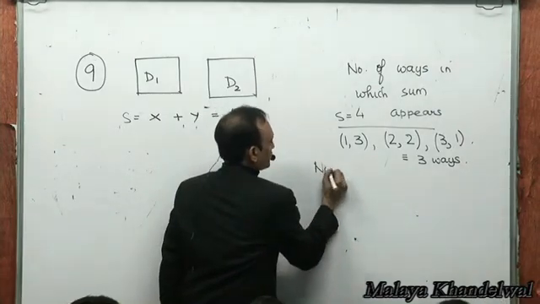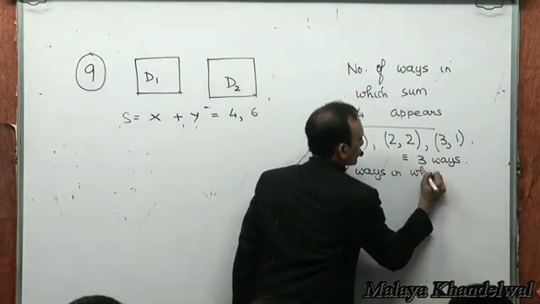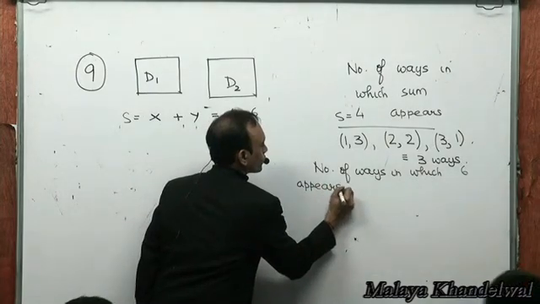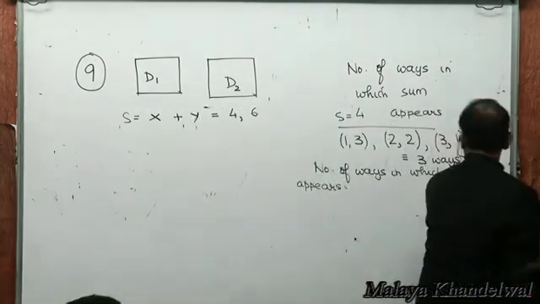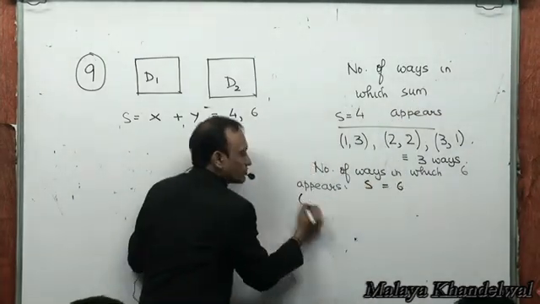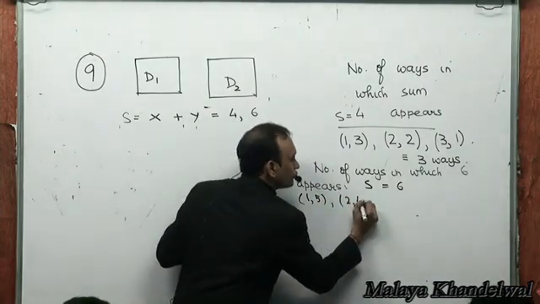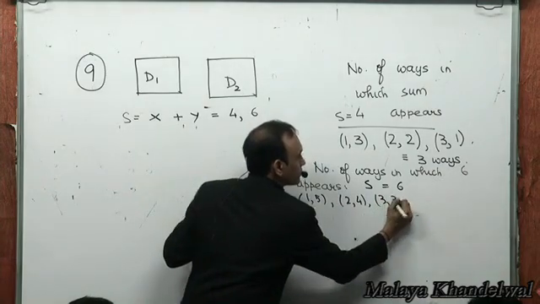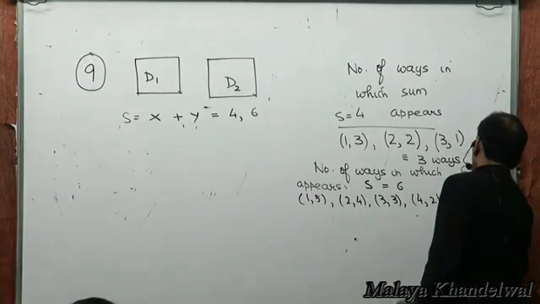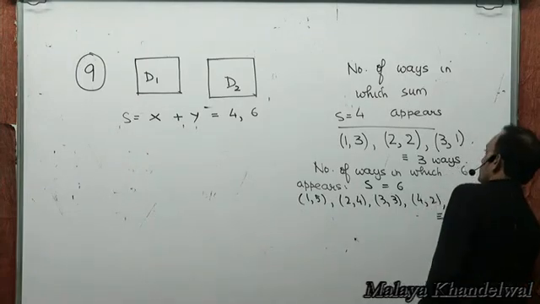Now, number of ways in which a sum 6 appears. That means S is 6. Okay. I could have had 1, 5, 2, 4, 3, 3, 4, 2, 5, 1. How many ways? 1, 2, 3, 4, 5 ways. 5 ways. Yes or no?